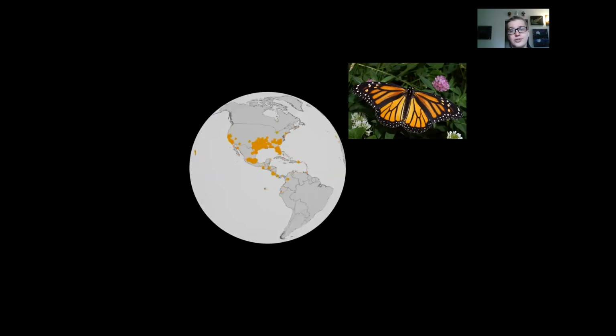Then they're going to reproduce. They're going to lay eggs. They're going to pollinate a bunch of flowers. They're going to die. That next generation is going to make it the rest of the way there. So this whole migration process can sometimes take 3 or 4 generations for monarchs to get from Mexico all the way back to the place that the original generation started, in a place like Michigan, for instance.